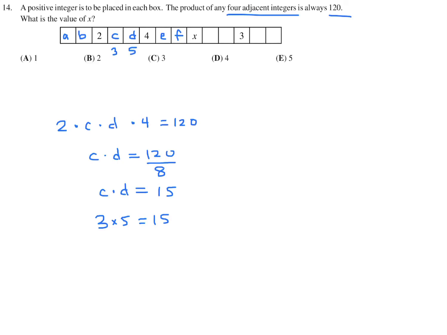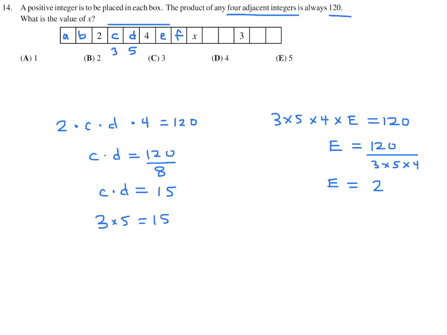All right? So now let's keep moving forward here. We've got 3, 5, and 4. So let's concentrate on those 4 now. 3 times 5 times 4 times E is equal to 120. And if you solve, you'll get E is equal to 120 over 3 times 5 times 4. And therefore E is equal to 2.